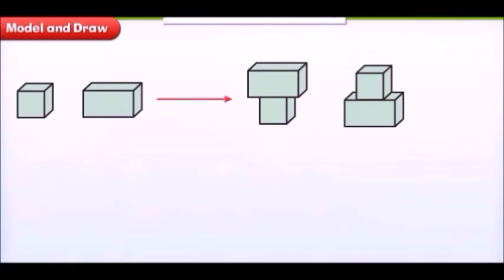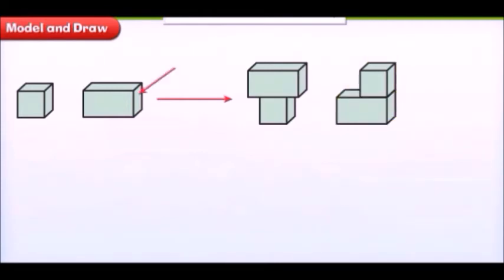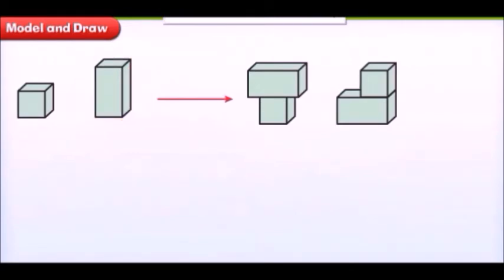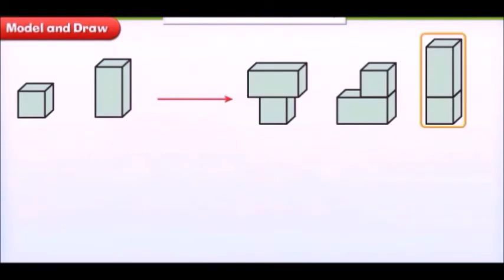The shape would be different if you moved the cube to one side. Let's try it. Now what happens when you place one square end of a rectangular prism on the cube? You need to turn the rectangular prism. Let's try it. Now let's stack them. This shape is different from the other shapes.